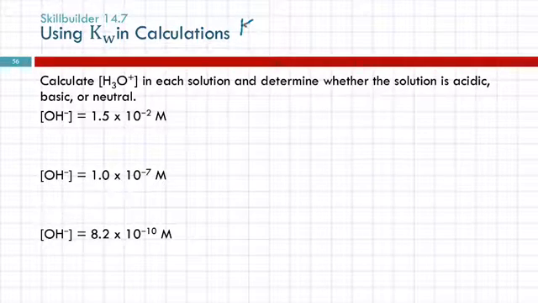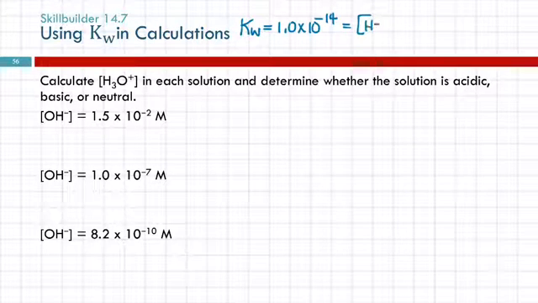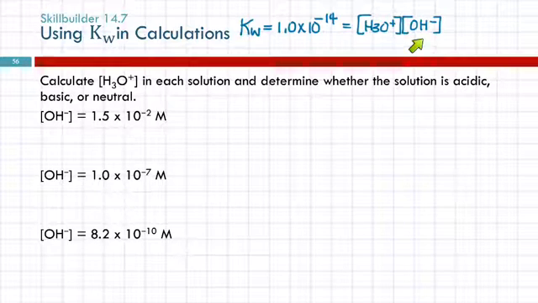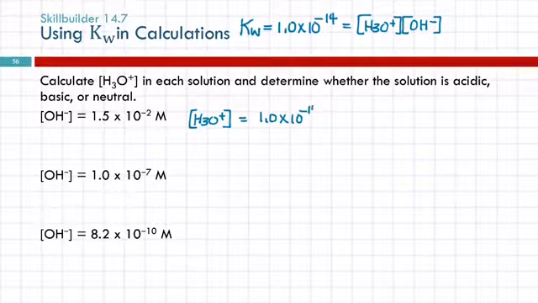So Kw equals 1.0 times 10 to the minus 14. And that equals the hydronium ion concentration times the hydroxide ion concentration. So if we know the hydroxide ion concentration, we can calculate the other one. If you rearrange this equation, you divide both sides by hydroxide ion, and you get the hydronium ion is equal to 1.0 times 10 to the minus 14 divided by the hydroxide ion concentration. So that's the general equation.